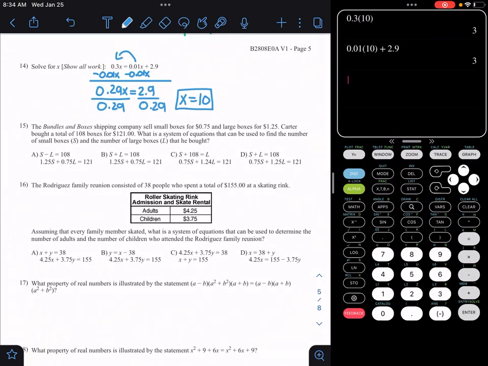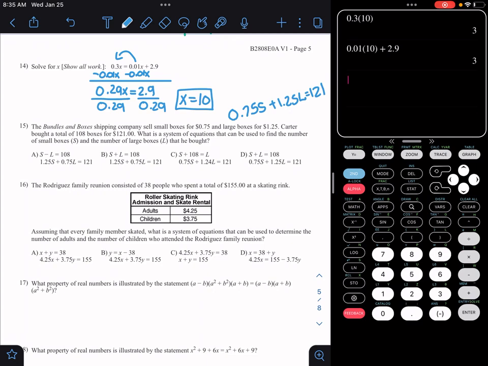Alright, let's look at number 15. The Bundles and Boxes Shipping Company sells small boxes for 0.75, plus 1.25 for large boxes. And then Carter bought a bundle of these boxes for $121. Alright, so I need this going on right now.